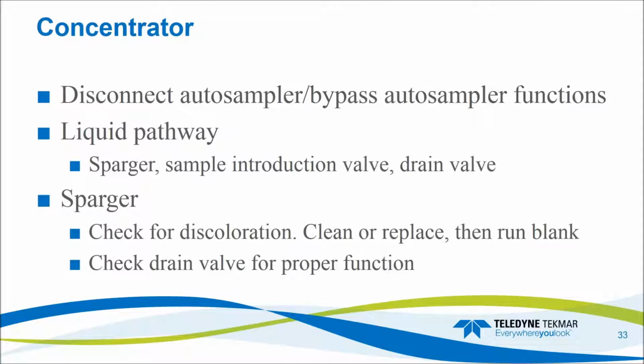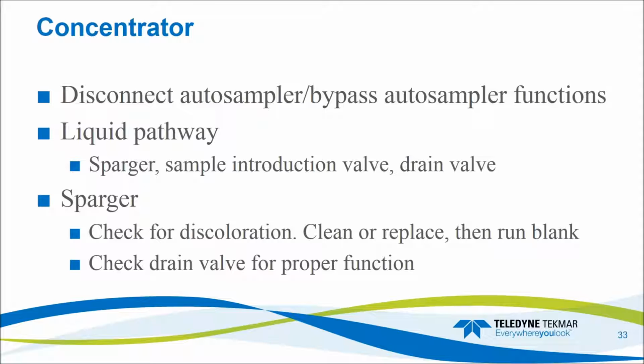Okay. So next, if our issue does live in our liquid side of things, we want to start by disconnecting our autosampler, and we want to disconnect or bypass all of those functions. So in this case, we would push a sample directly into the sparger and then run that. And so this is going to give us a look at our sparger, our sample introduction valve, and our drain valves. So with the sparger, if you see issues after running that blank, then check your sparger for discoloration.